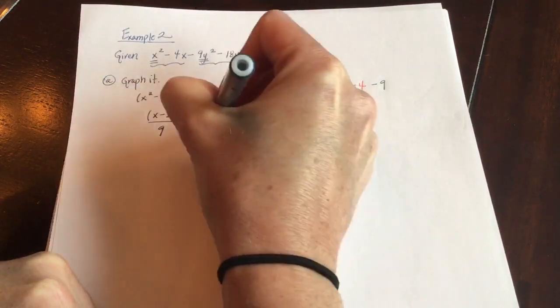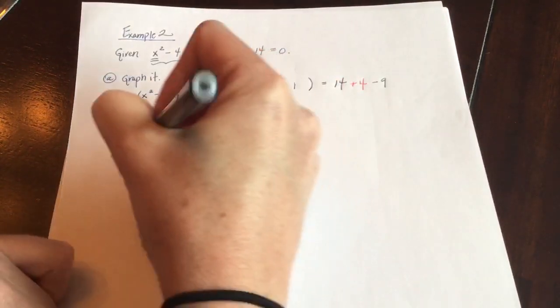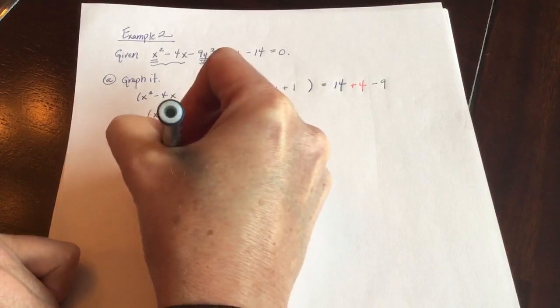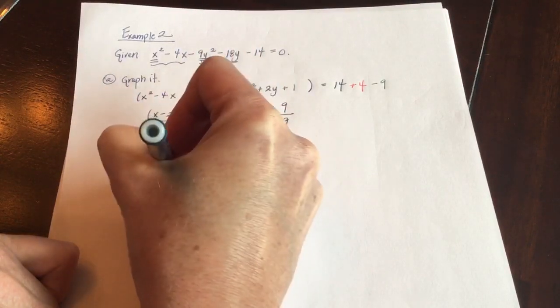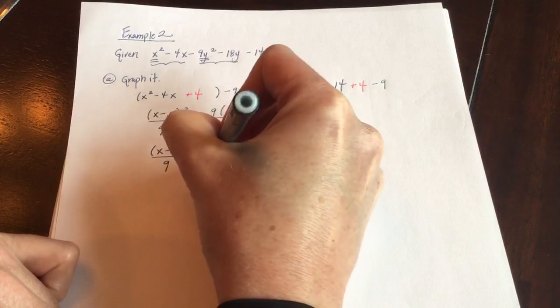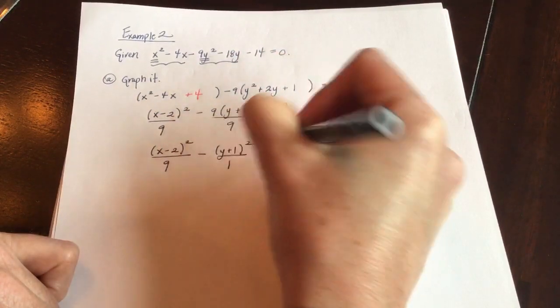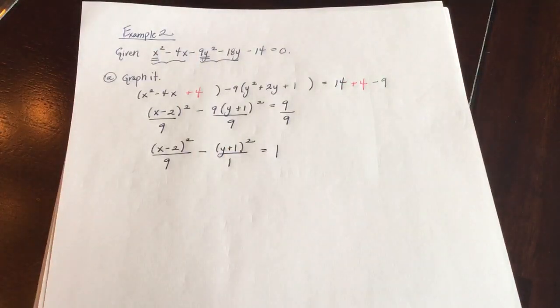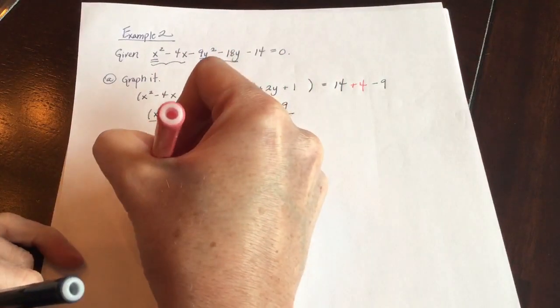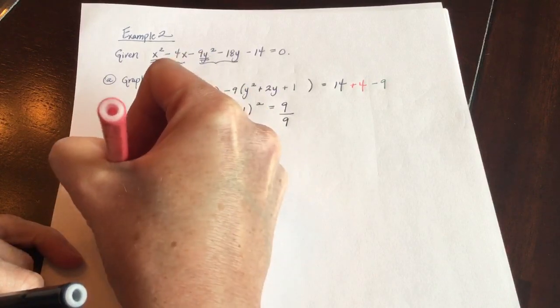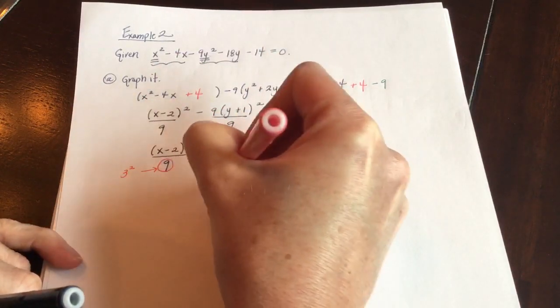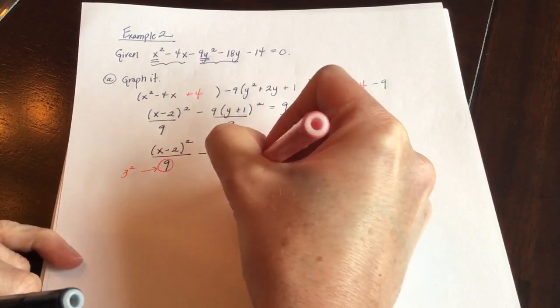I'm going to distribute the division in on the left side. You'd end up with (x - 2)²/9, which is 3², minus (y + 1)²/1 equals 1. Okay. Just a couple notes just to make sure we keep things straight. The 9 is 3², the 1 is 1².